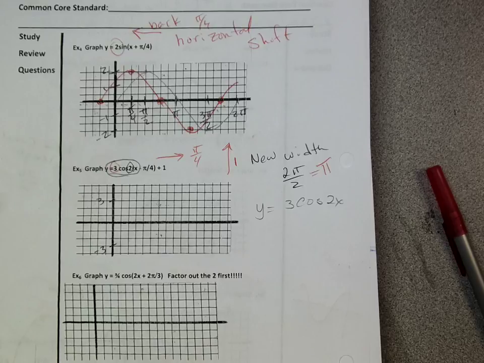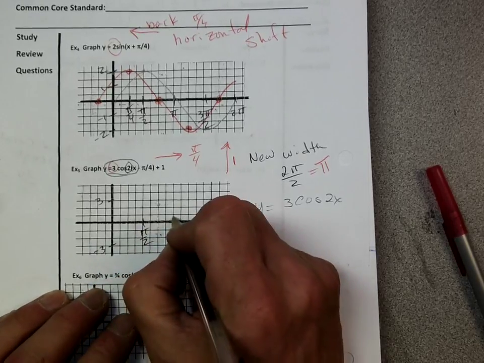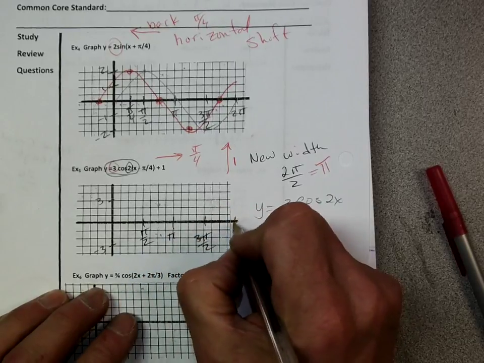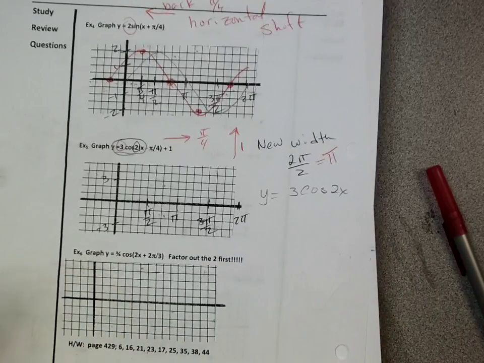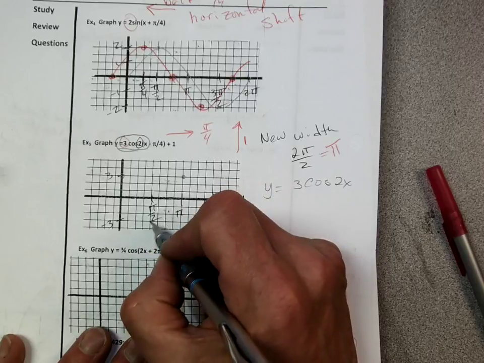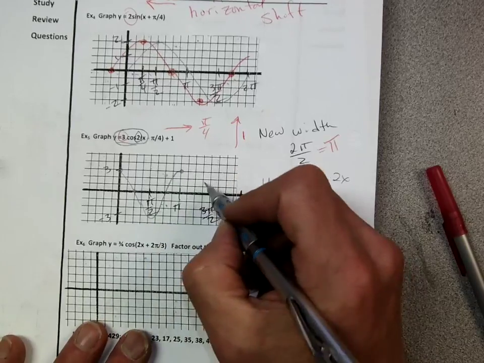So, all right. Let's see. There's pi halves, pi, 3 pi halves, 2 pi, right? And I'm going to go ahead and just scratch that in. Okay, it starts at 3, up at 3, down. Okay, so there's one of them.